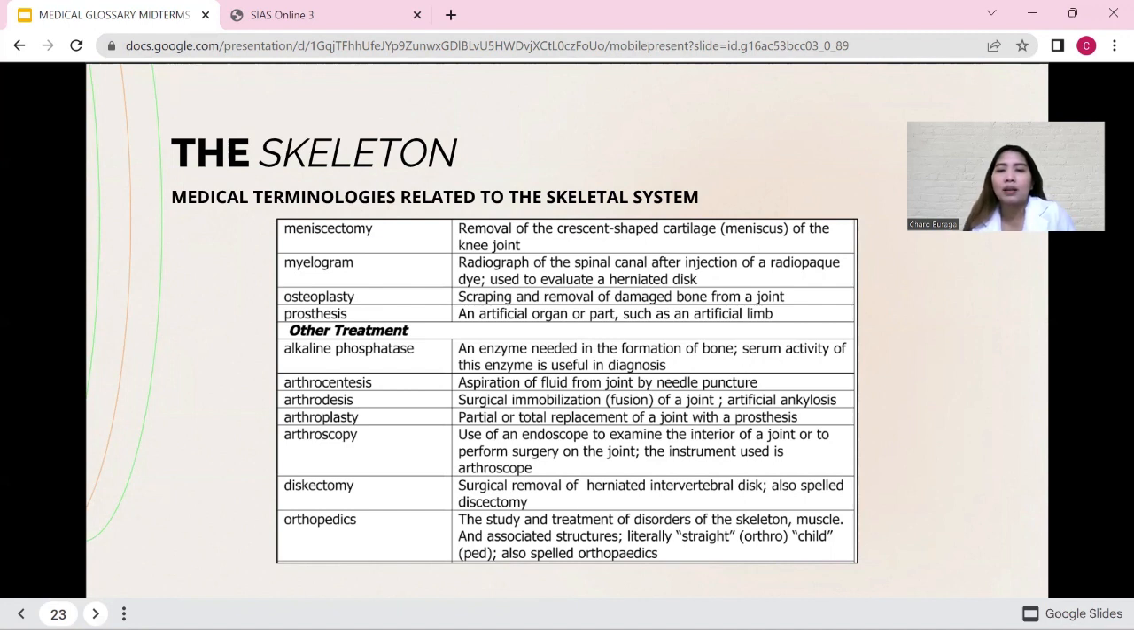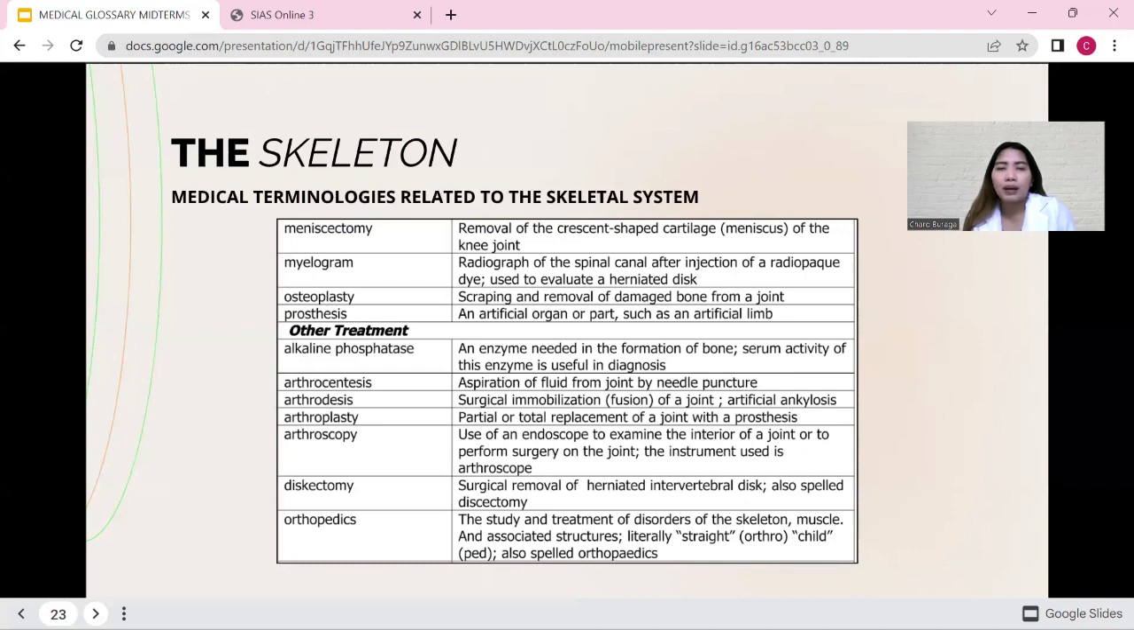But that one, para ma-visualize yung loob. Okay, used to evaluate what? Herniated disc. Ano tinatawag natin herniated disc? That is the slipped disc. Okay, osteoplasty, it is the scraping and removal of damaged bone from a joint. Basta plasty, okay? Prosthesis, yan yung ginagamit na temporary or artificial na part ng buto.